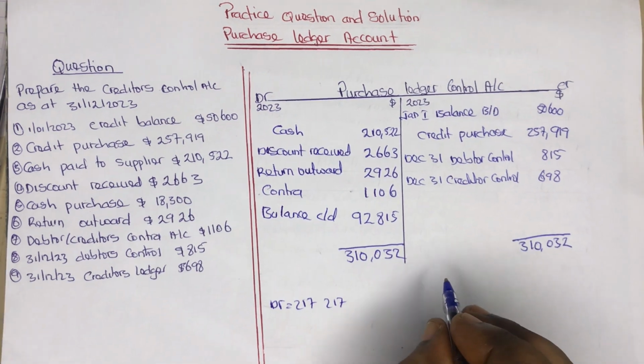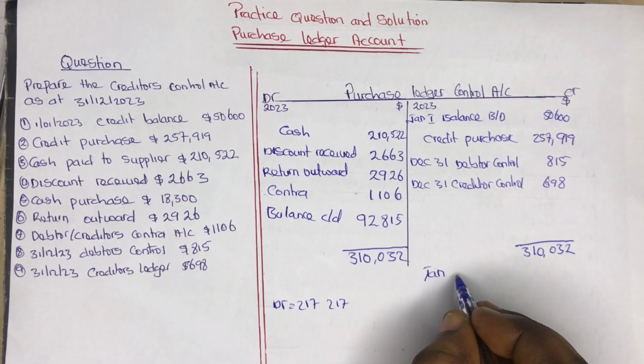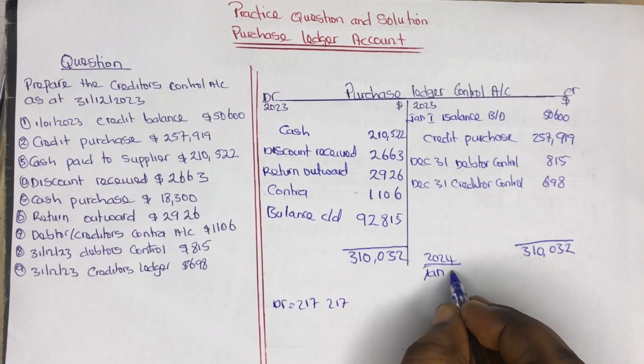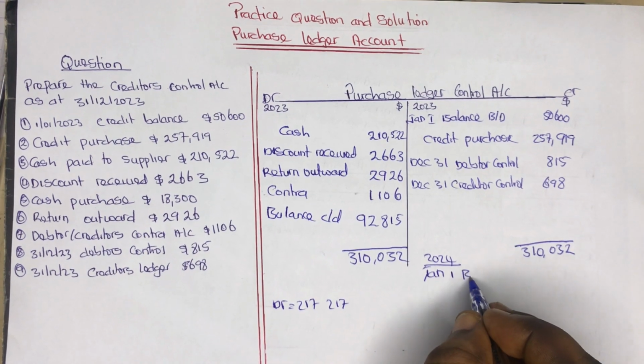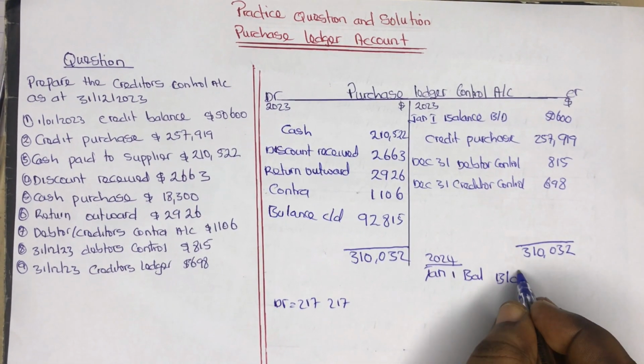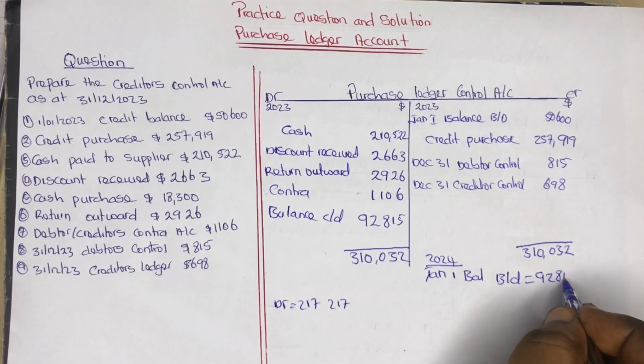Remember, it is the opening balance for the next year, so 2024, January 1st, balance brought down is 92,815.